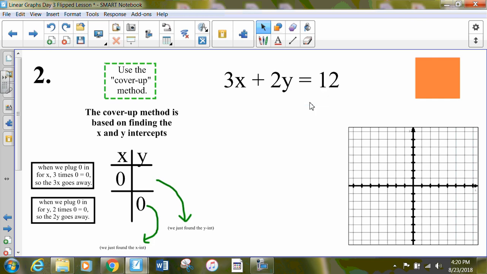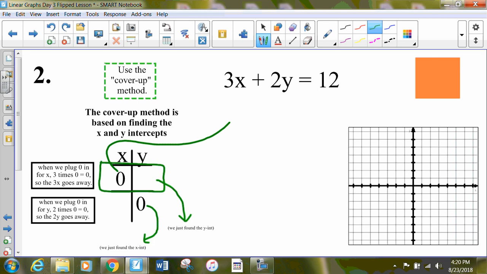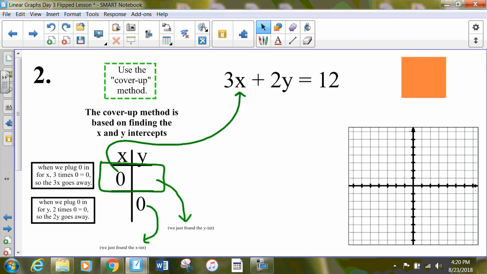When we're looking for the y-intercept, we know x is going to be equal to 0. So what we're going to do is this. We're going to take 0, plug it in, and what happens when we plug in 0 for x? 3 times 0 is 0. It goes away. So we're going to use this orange thing, and we're going to cover this up.